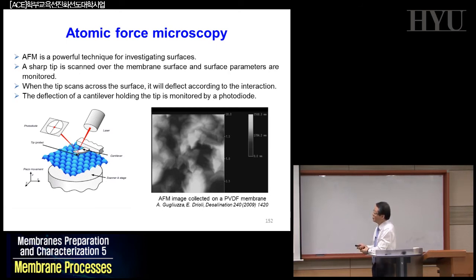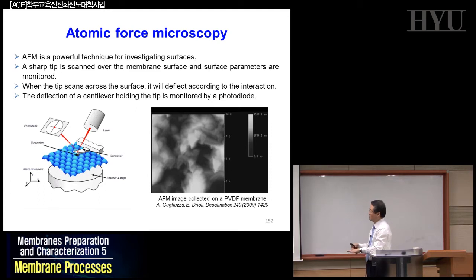Usually you should use a tip, okay? Tip such as needle. Okay? Needle will be touching the surface of a membrane, so that surface topology will be digitalized in this picture. Usually it's given in a color picture. So when the tip crosses the surface, it deflects the interactions.